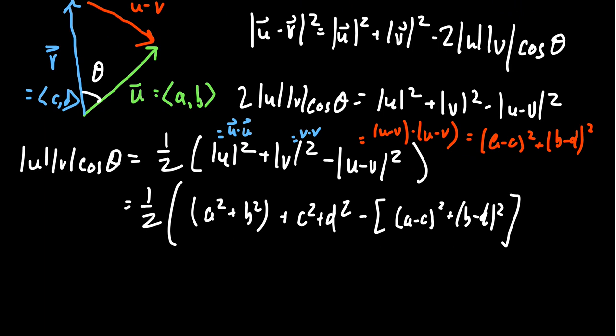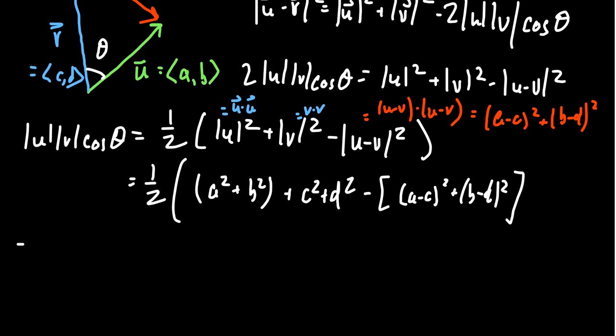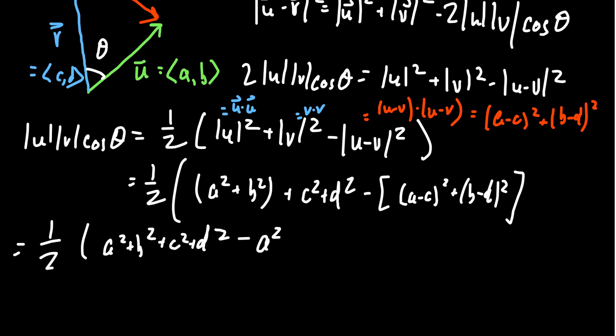Just chasing the formulas around, pushing them through a little bit. And so what do we get here? We get a squared plus b squared plus c squared plus d squared minus, so if you FOIL out the (a minus c) squared, you end up with a squared minus 2ac plus c squared, like so. I took the liberty of distributing the negative sign in there as well. Then for the next one, we'll end up with b squared minus 2bd plus d squared, like so.